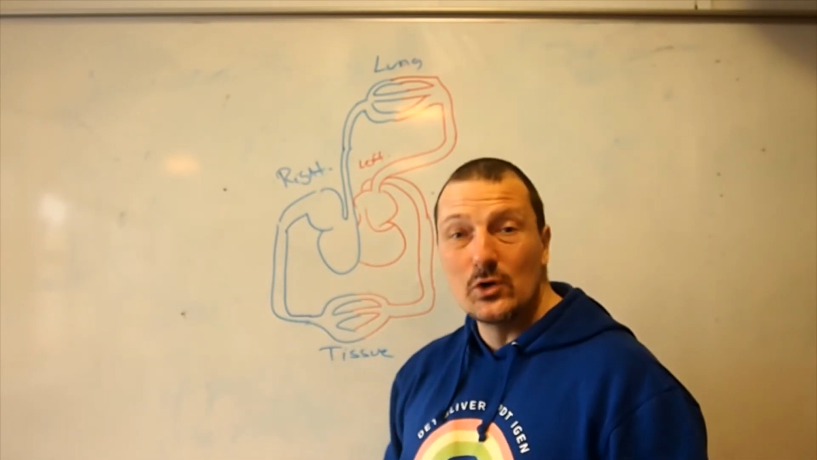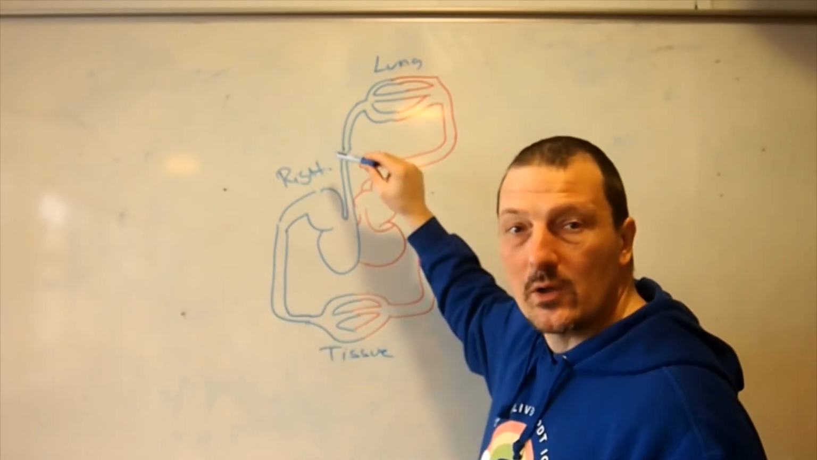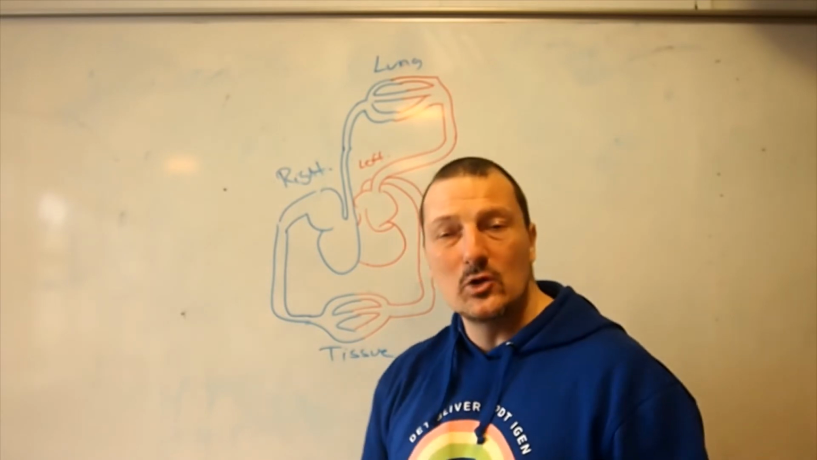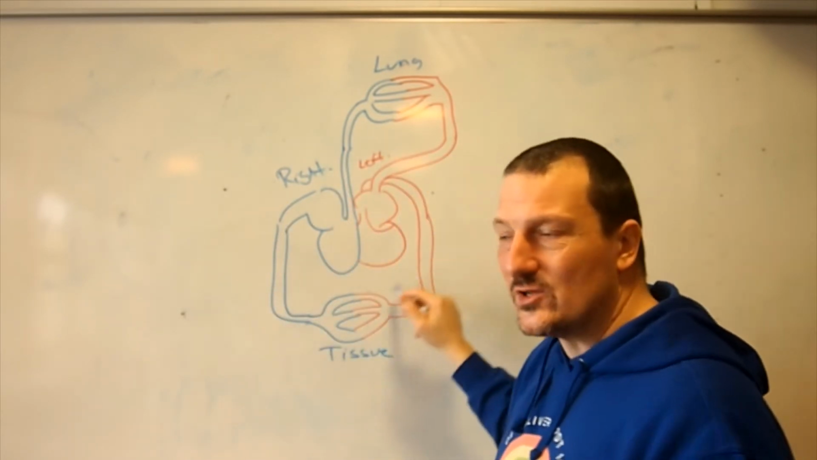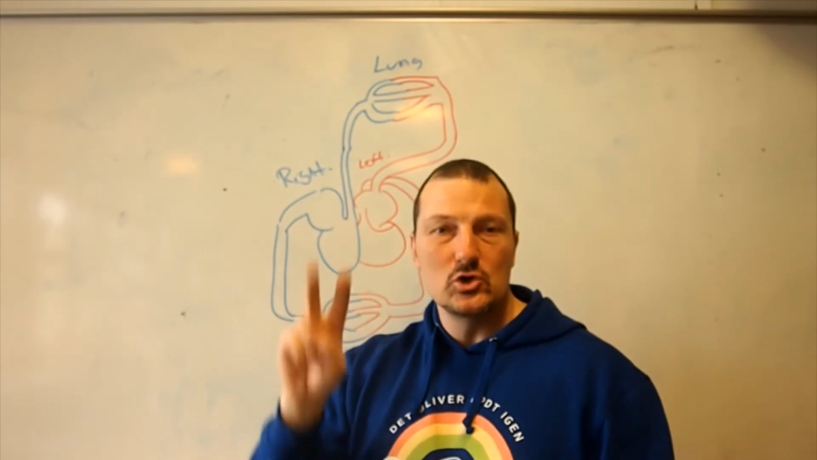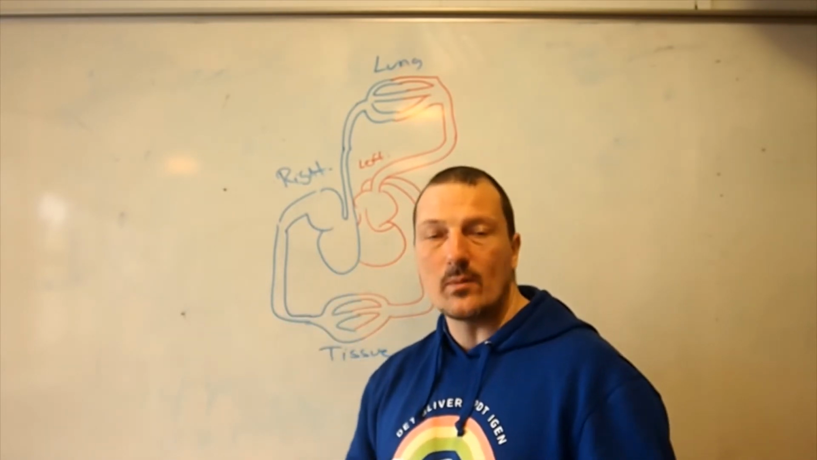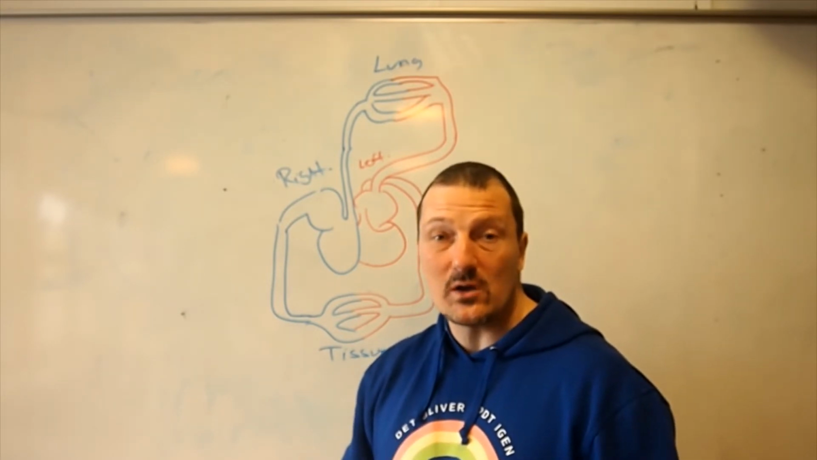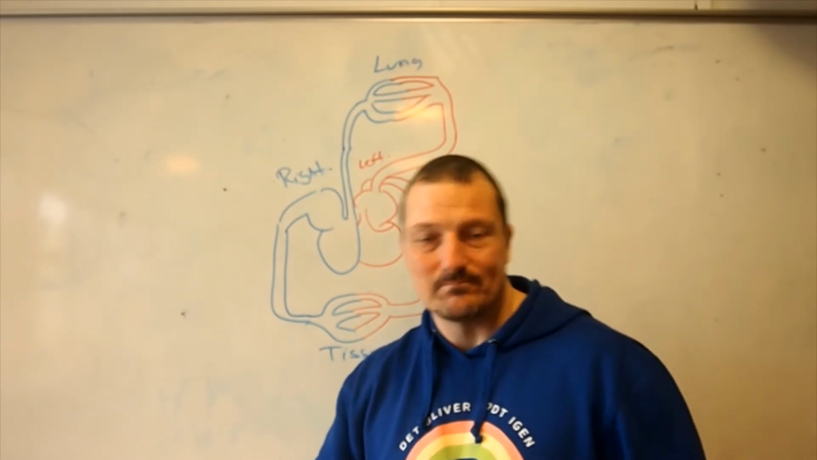So we have two loops here: a small loop going from the heart to the lungs and back to the heart, and a big loop going from the heart all the way up to the tissue, to the capillaries, and back to the heart. So we've got two loops instead of one. This is a double circulatory system, and it's going to be the one we're going to focus on for the rest of the chapter.